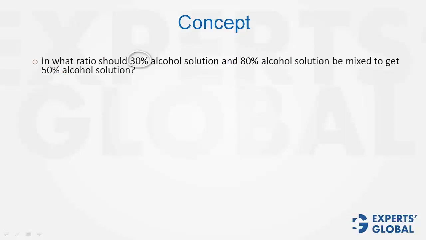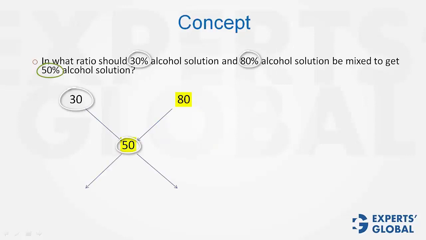So 30% and 80% are mixed to form 50% alcohol solution. The two qualities are 30, 80. The result is 50, and now we take the difference. 30 and 50. The difference is 20. Don't worry about the sign. And 80 and 50. The difference is 30. So that's what matters. 30 and 50, 80 and 50. 30 minus 50, the difference is 20. 80 minus 50, the difference is 30. So the ratio turns out to be 30 to 20.